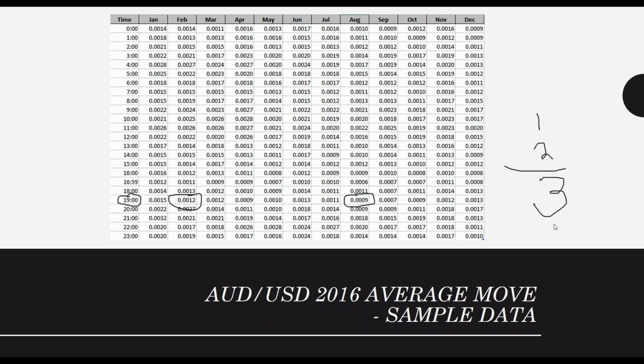I'll explain it one more time for you, Richard. This is my scenario: I want an out of the money. Why do I use out of the money? Because I like to lower my risk. Out of the money has cheaper risk. And I want to use an out of the money binary, and I want to trade at 7 p.m. And this is February, so I look under the February column and I see the average move is 12 pips.